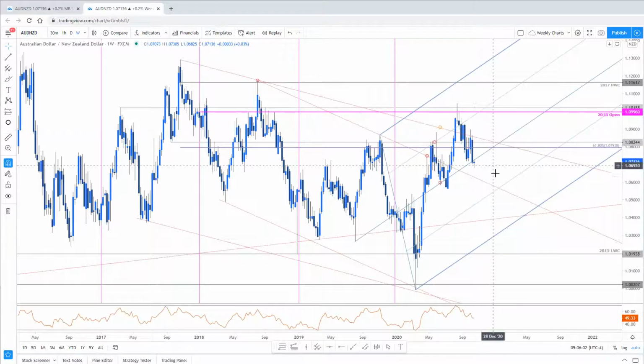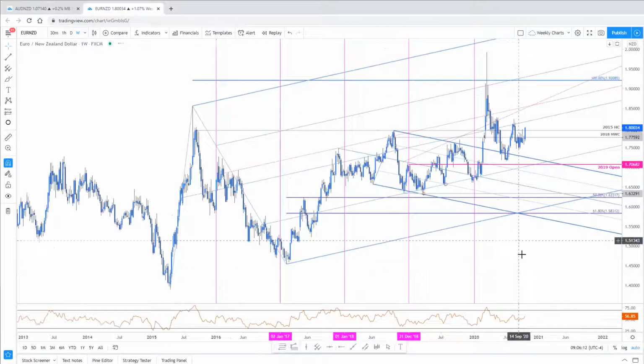Man, what a big week last week. That was a huge week for Aussie Kiwi. Okay, we'll continue to track that one. And Euro Kiwi. Here's Euro Kiwi. I haven't looked at that in God knows how long.